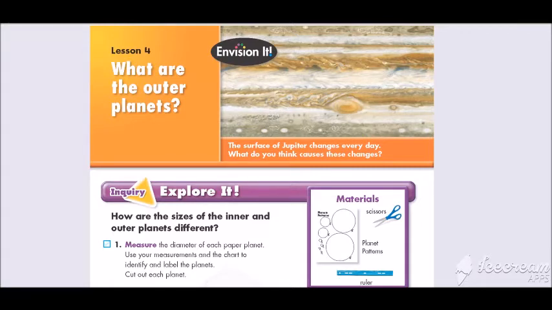And today, inshallah, we will know what the outer planets are. We have talked before about the inner planets, and it's our time to know what the outer planets are.